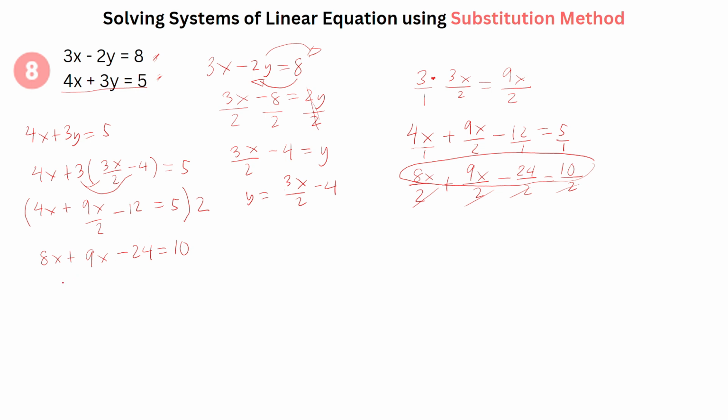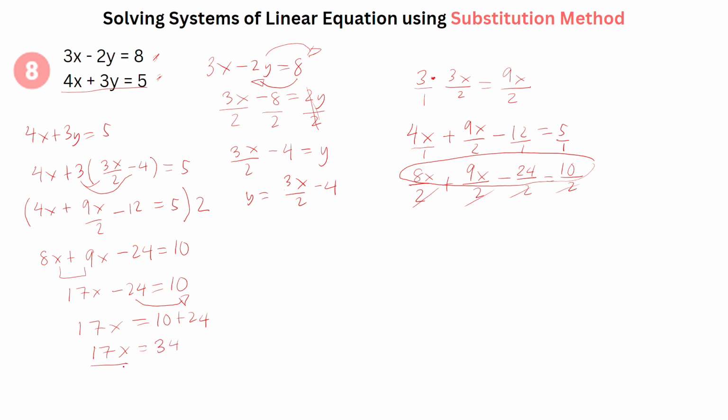So let's continue now. Now we have here 8x plus 9x. What's that? That's gonna be 17x. And then minus 24 is equal to 10. And then what do we do again? We need to solve for x, right? By separating it and making it positive. So what we can do here is to transpose the negative 24 to the right. So we have now 17x equals 10 plus 24. So 17x is equal to 34.